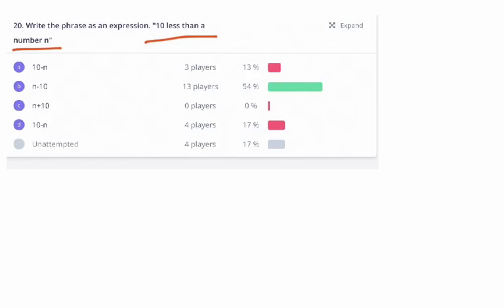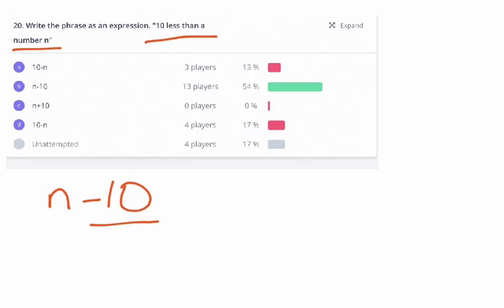So since we just inserted the 50 instead of n, it's just going to be n, so some number, minus 10. And that shows 10 less than that number.